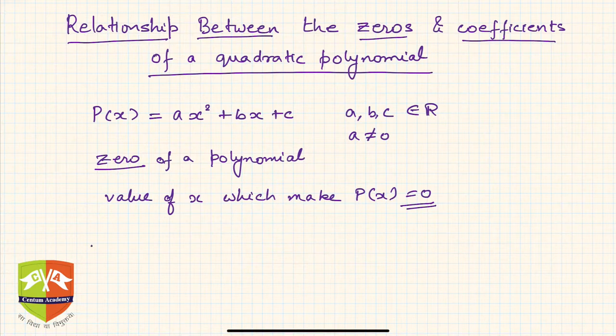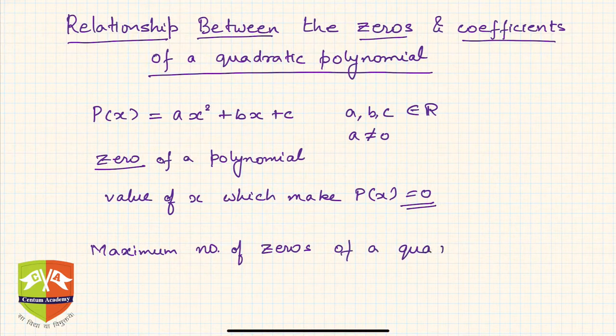Now we also learned the maximum number of zeros of a quadratic polynomial is equal to 2, right? So a quadratic polynomial can have two zeros, one zero, or no zeros at all, isn't it? We saw this based on the value of the discriminant, which we will be discussing in further detail later on.